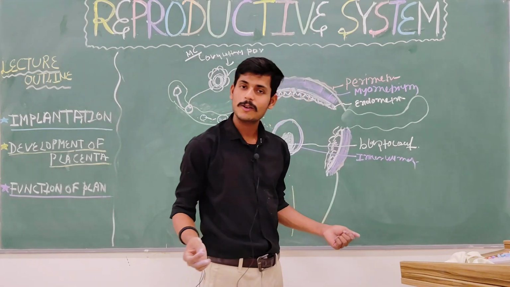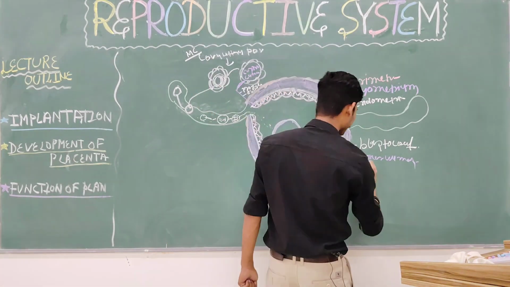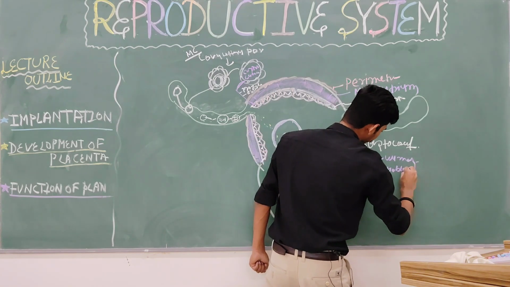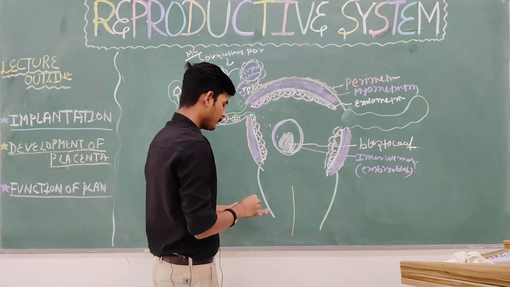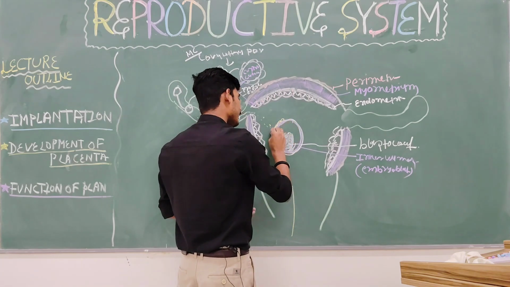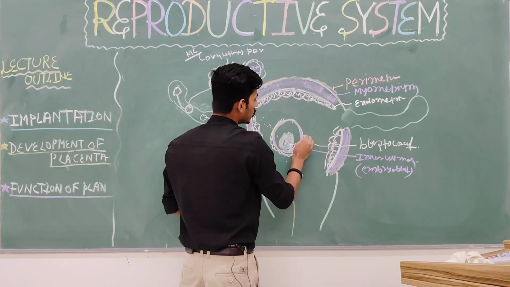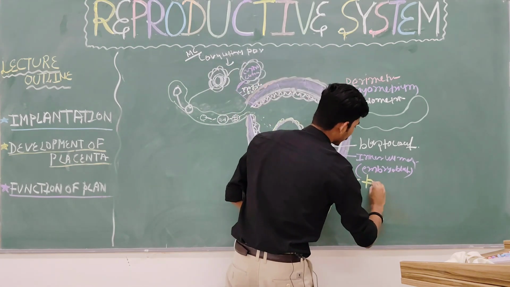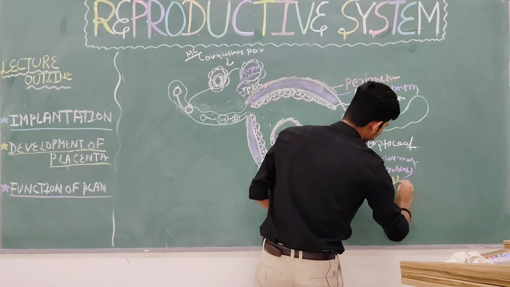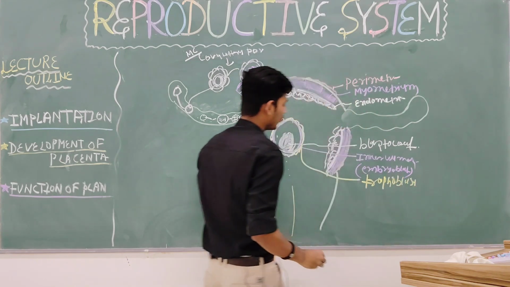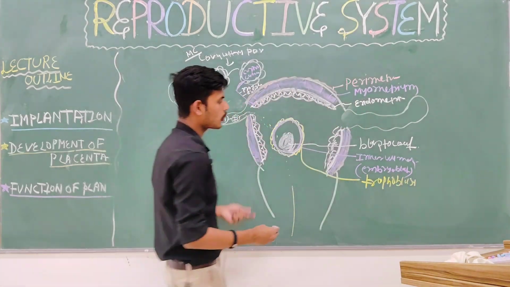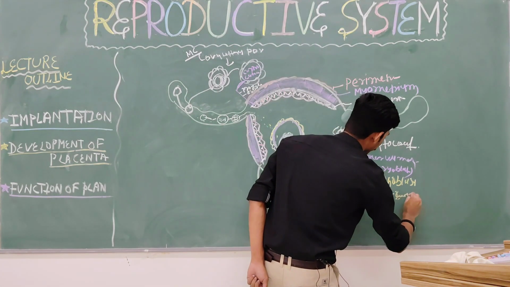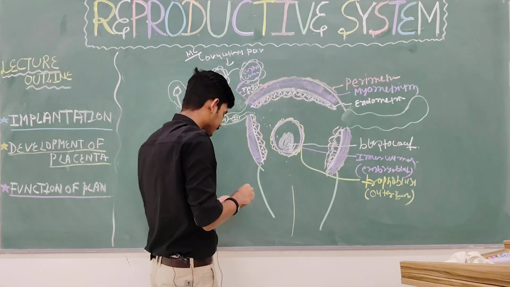So this is also called the embryoblast. Simple, no? Fine, no problem. Now, it developed into one more layer referred to as the trophoblast. This layer is referred to as the trophoblast, also called the outer cell mass.